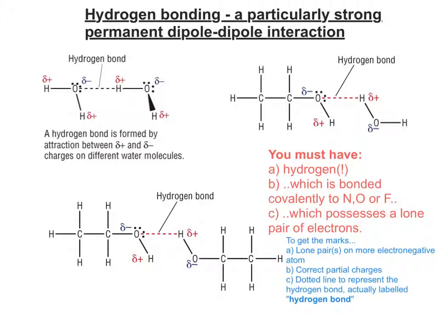Don't just do the dotted line, actually label it hydrogen bond like these diagrams have done. That way you can guarantee at least 3 marks on this.